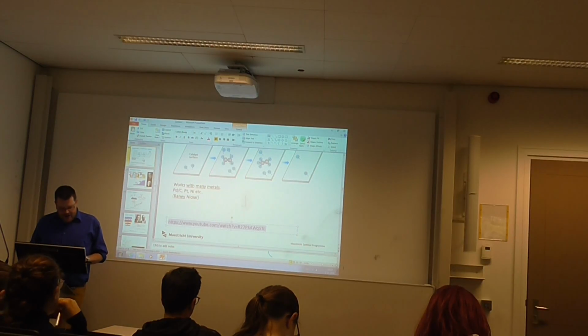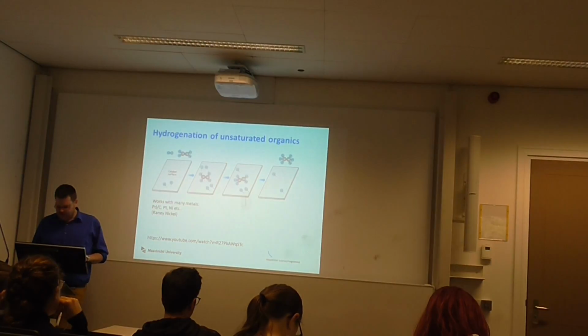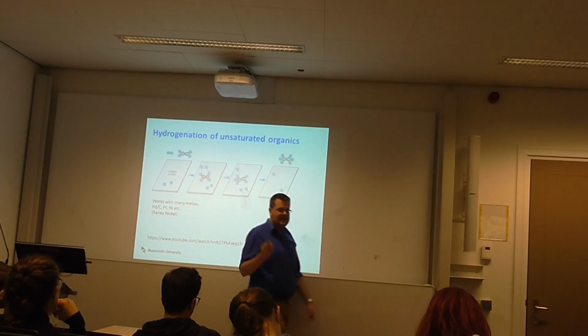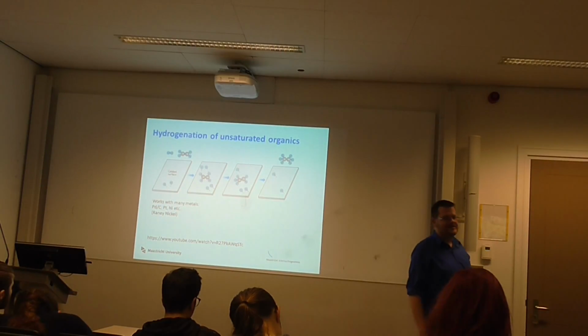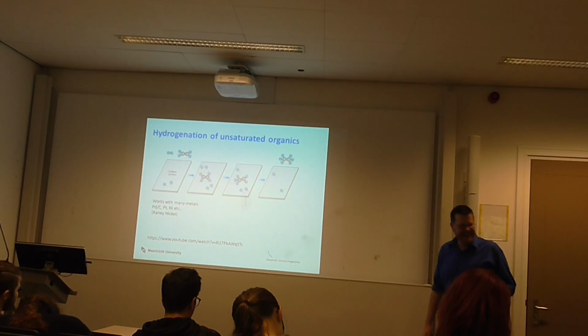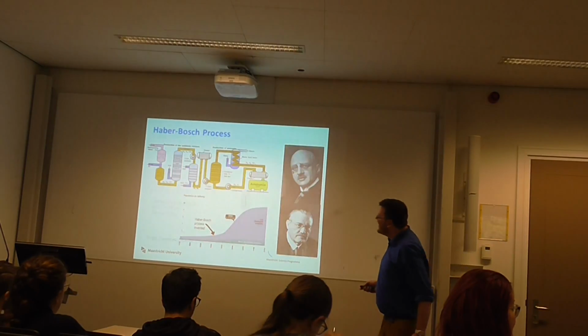All right, now let's look at some other examples. So that's how hydrogenation works. Again, it works with a lot of metals. You can also do it incidentally with alkynes, triple bonds.